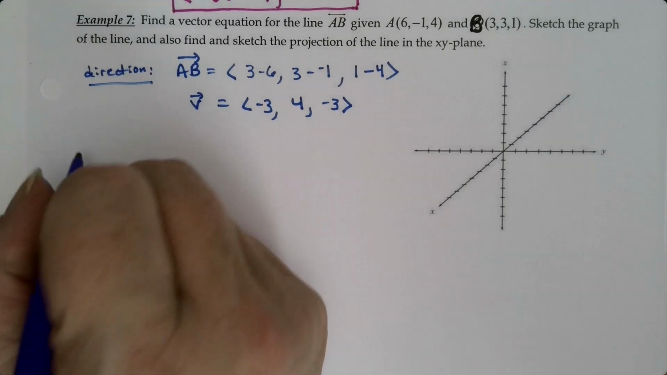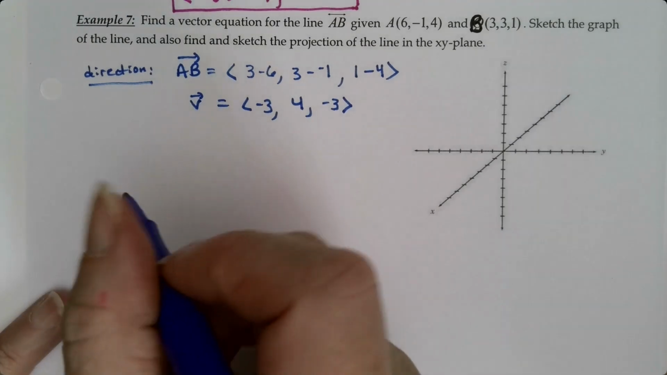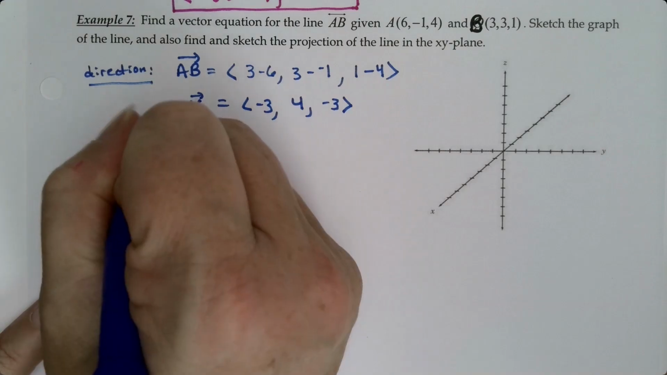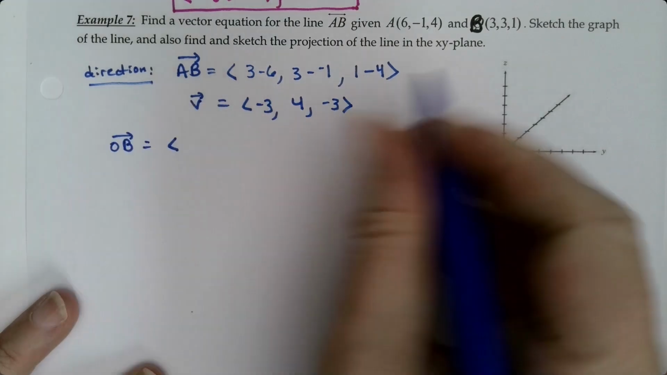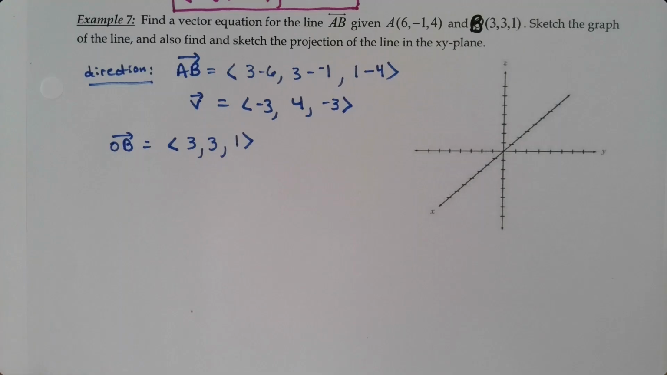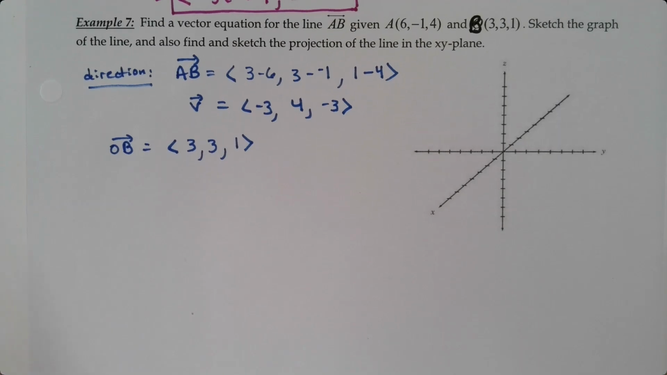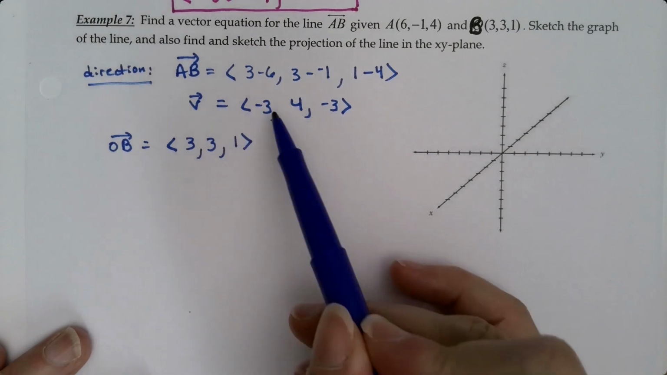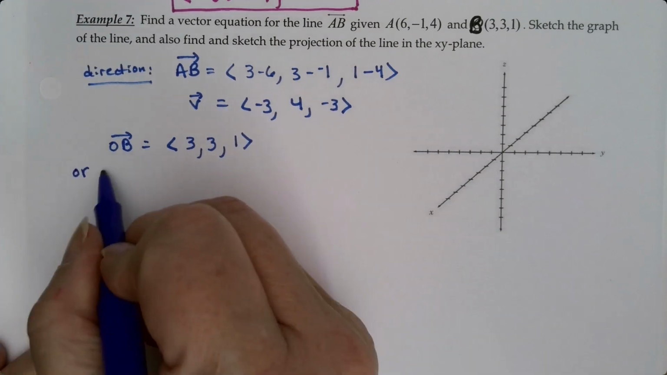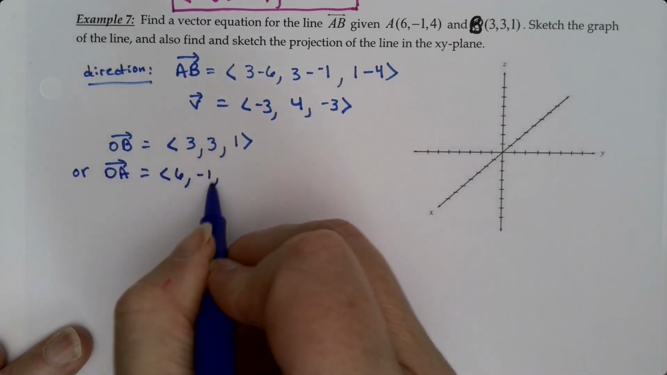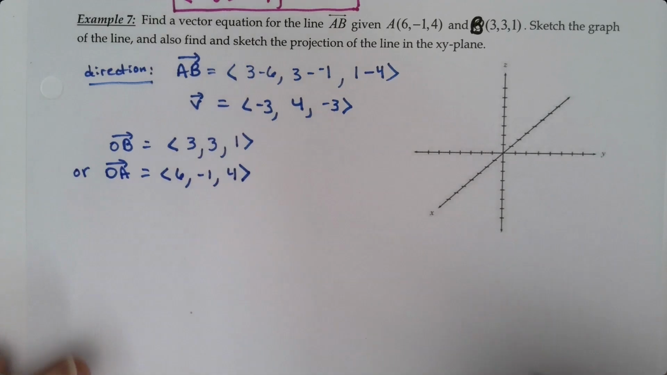And then OB would be to vectorize (3, 3, 1). Or if you like, you could do OA. It doesn't really make any difference. Because vectors are free, you know this is the direction. So you could use OA, and that would be (6, -1, 4), either one.